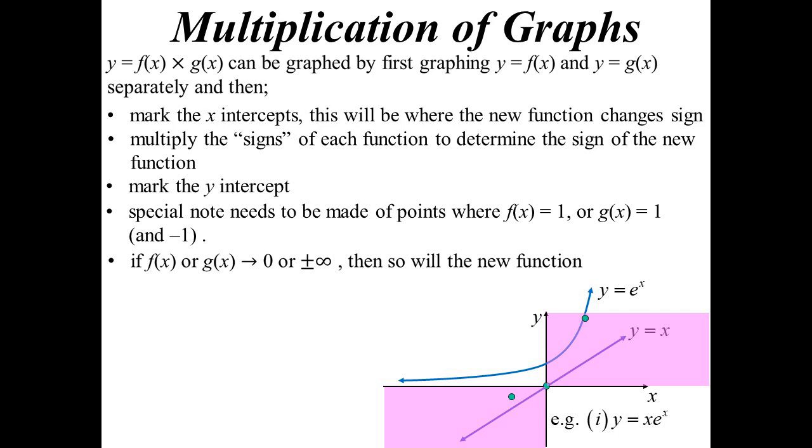The exponential is going towards 0 and the line is going to infinity. Well, 0 times infinity, what do you get? You look at the curve that dominates, and that's the one you go with. Now, how do you tell if a curve dominates?